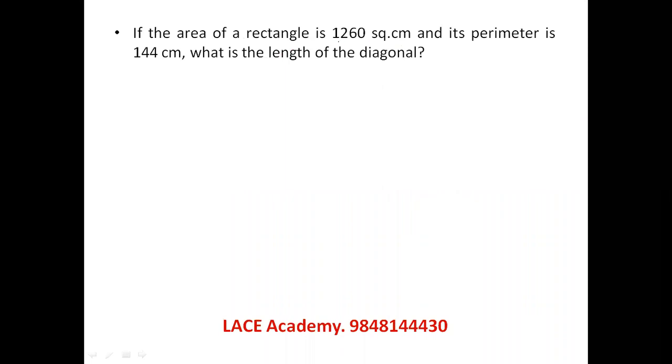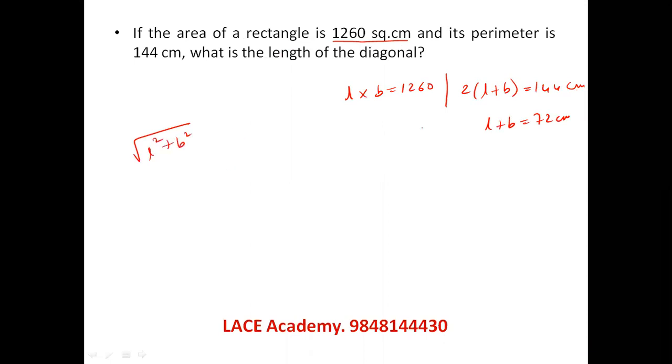Area of a rectangle is 1260 square centimeter. So L into B equal to 1260 square centimeter, and 2 into L plus B is equal to 144 centimeter. Means L plus B should be 72 centimeter. He is asking what is the diagonal length, root of L square plus B square. Instead of taking any unnecessary steps, you can actually say L plus B whole square is equal to L square plus B square plus 2LB. You can write that and find out.